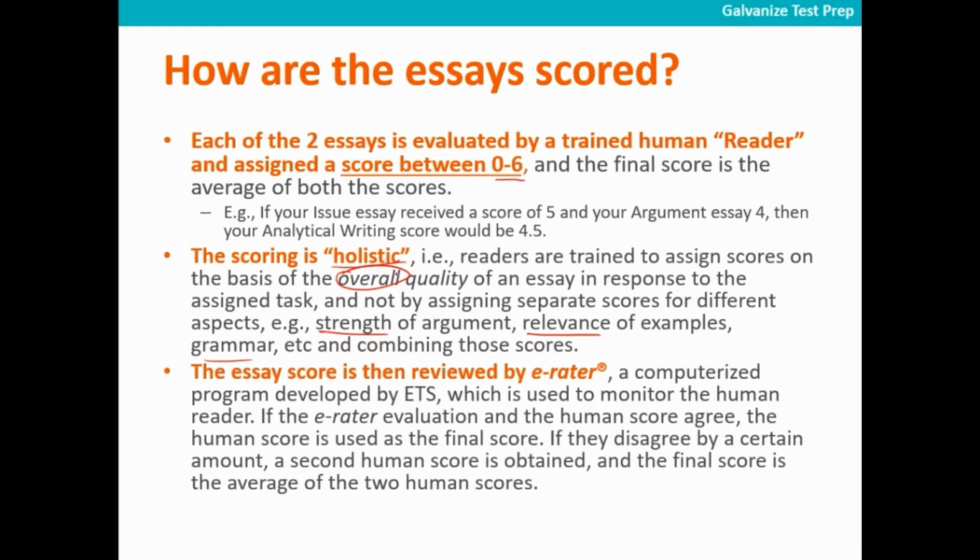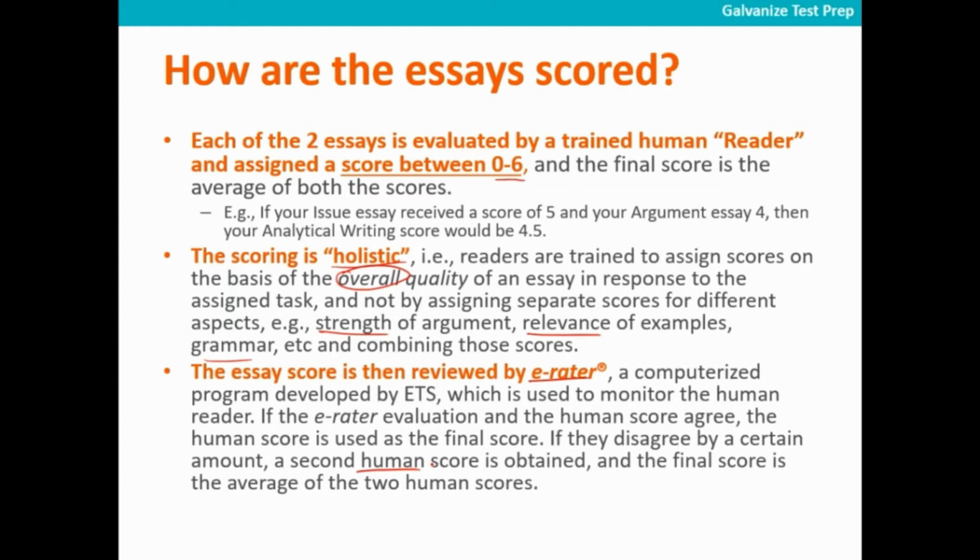It's also important, as if you remember, I mentioned that each essay is evaluated twice. So one is by a human reader, the other is by a software called an E-rater. Now this was developed by ETS, the people who give the GRE exam, and it's actually used to monitor the human reader. So the E-rater also gives an evaluation and a score, and if the two scores agree with one another, then the human score is the final. If they disagree, then a second human score is obtained. So there's a chance that your essay may even be read a 3rd time. And that final score is an average of the 2 human scores. So the E-rater score is never your final score. It's just to test whether the human score sounds appropriate.